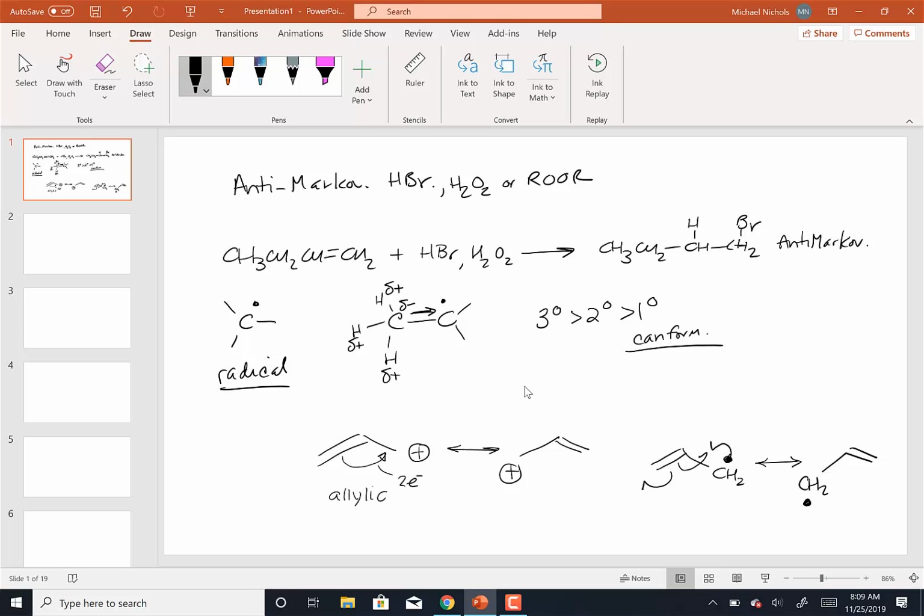Everybody kind of with me? So that's what we have to know about radicals. Now, how we form radicals is by splitting bonds homolytically. Instead of breaking a bond and giving both electrons to one atom, I'm going to split the bond and give each atom its electron back.